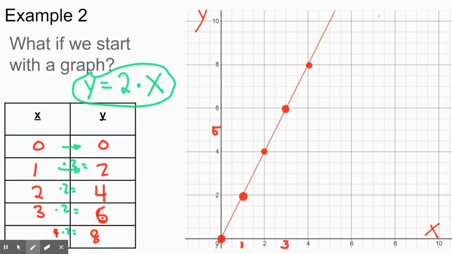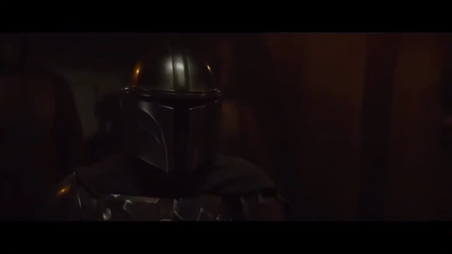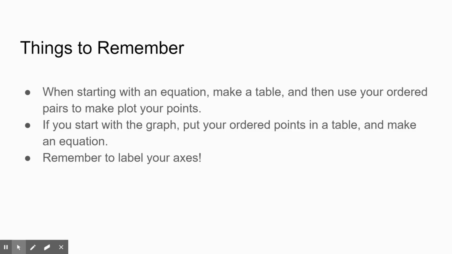Now, there is a faster way to do this that doesn't involve using a table, but we don't know how to use slope-intercept form yet, so for right now, this is the way. This is the way. So a few things to remember.